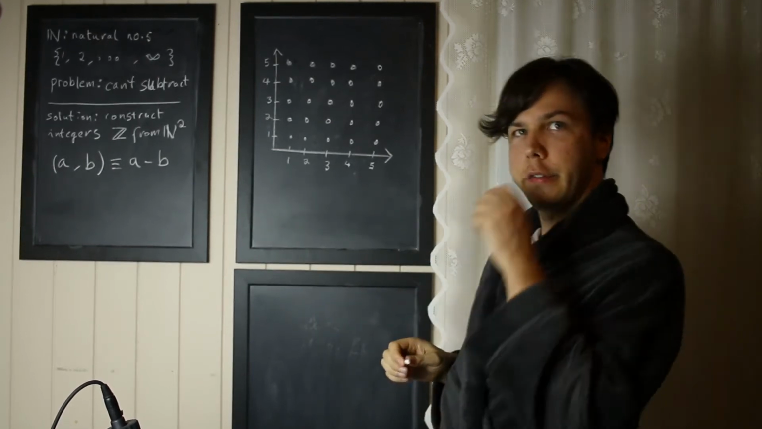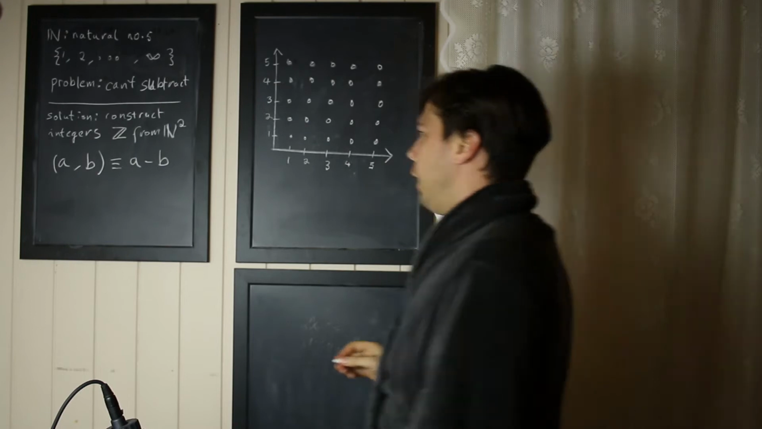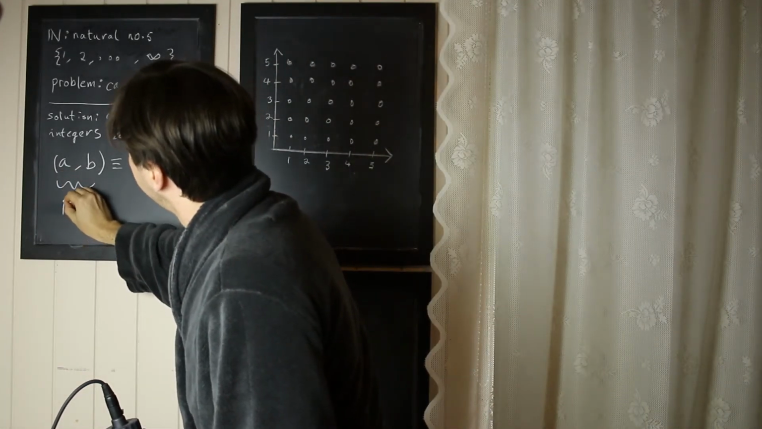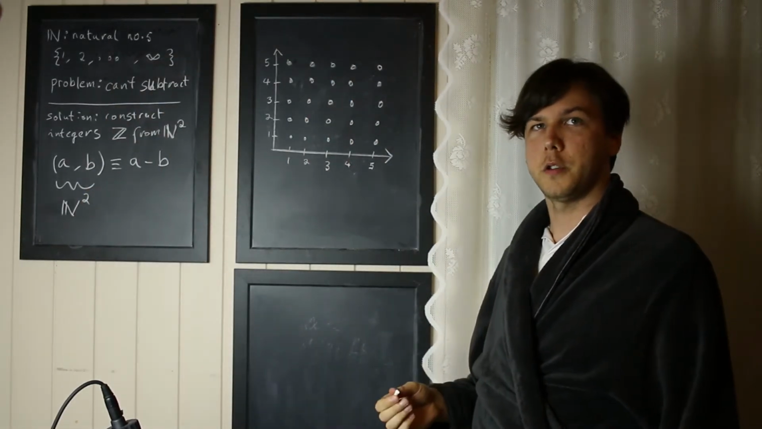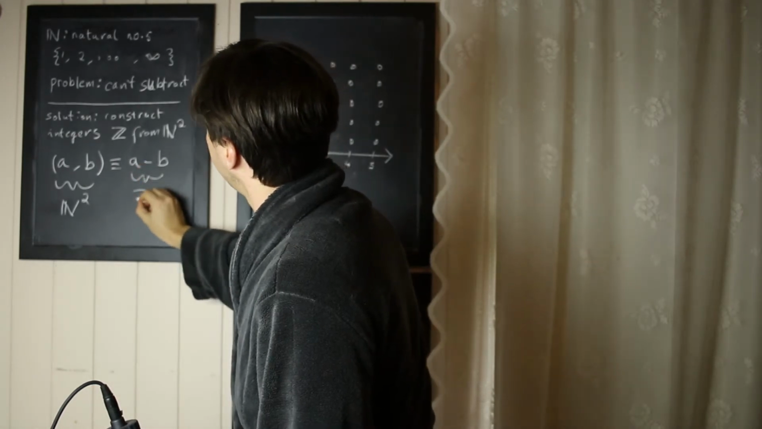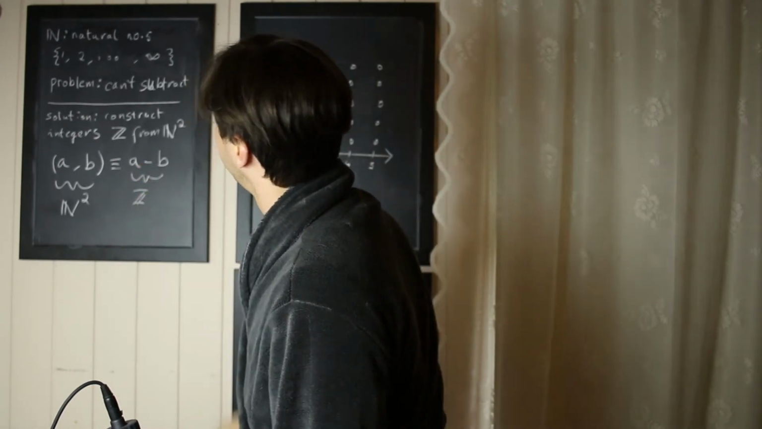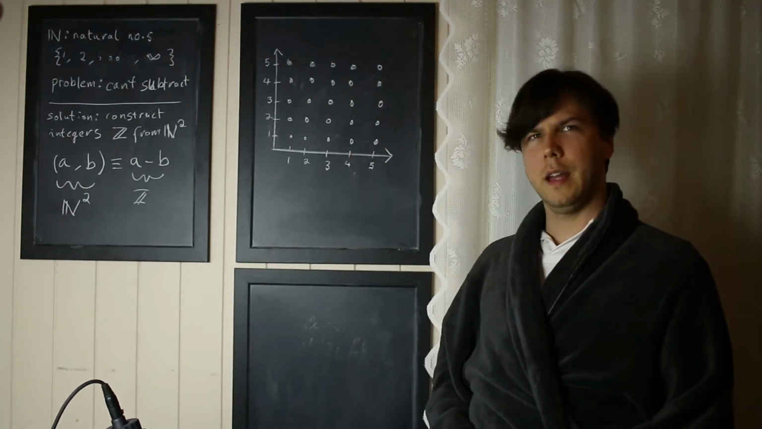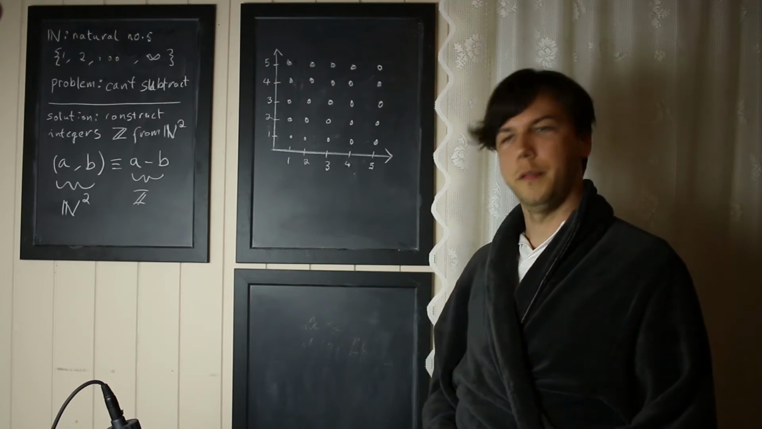Just to really clarify this, this part is a tuple, a two-dimensional natural number, and this part is just a single number, the integer part.